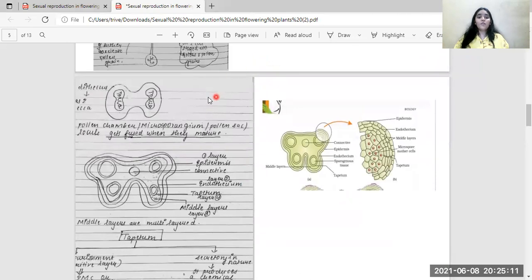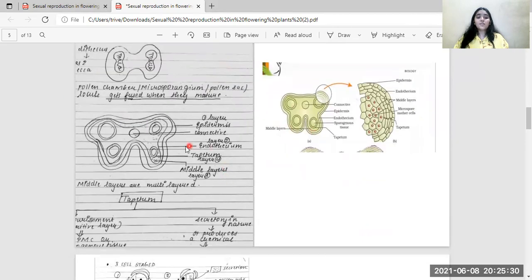We saw that there were four microsporangia in the anther, and now when they mature, they get fused. Therefore it is known as dithecous because it has two thecae. And when it is dithecous, it cannot be bilobed, and vice versa.